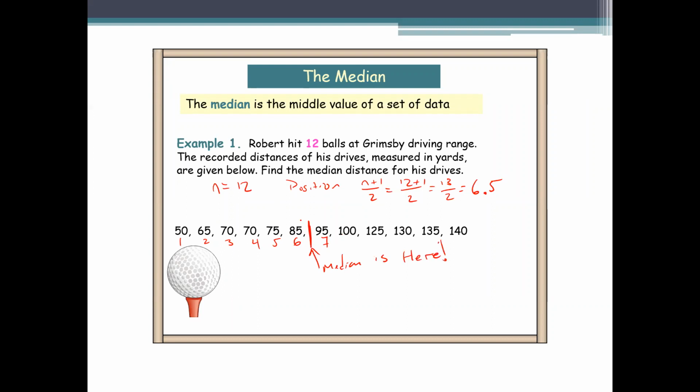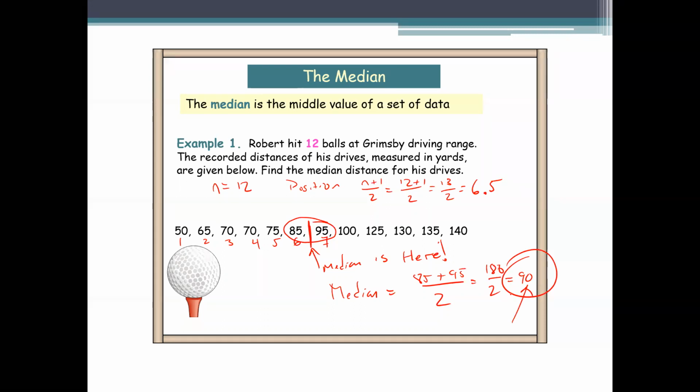Okay, but notice how there's no value there. So what you do is you estimate it or find it by taking the average of these two. So the median is equal to 85 plus 95 divided by 2. I think that gets you 180 divided by 2, and the median here is 90. So if there's an even number of values, you just find the middle two and take the average of them. All right, pretty straightforward. It's just an extra step.